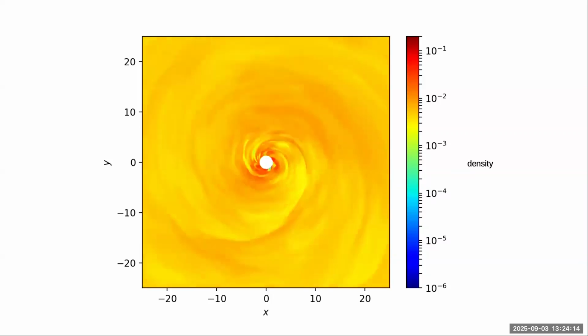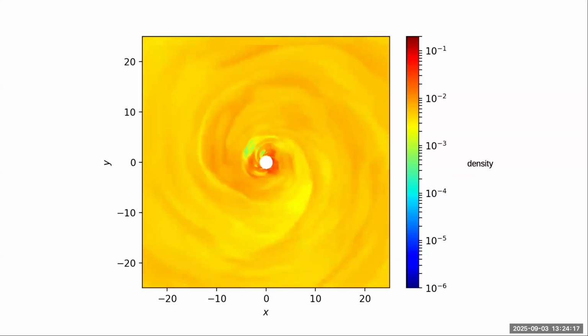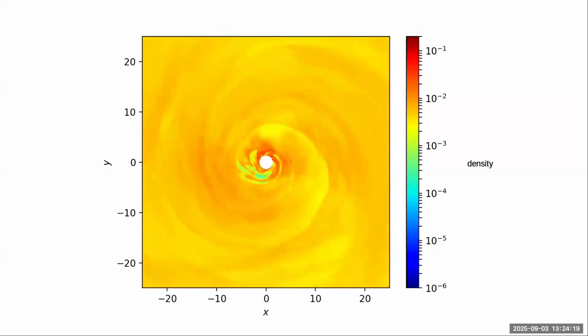And because it's high horizon scale flux, a person who's run MAD simulations would say, oh, this is about to go MAD.